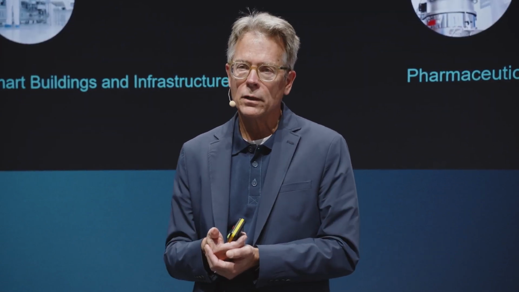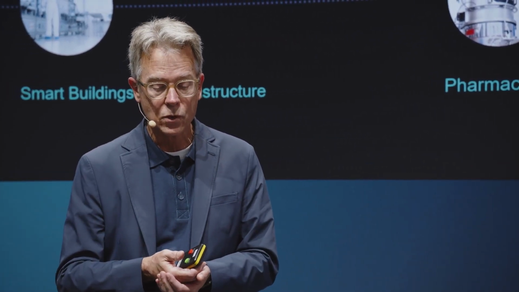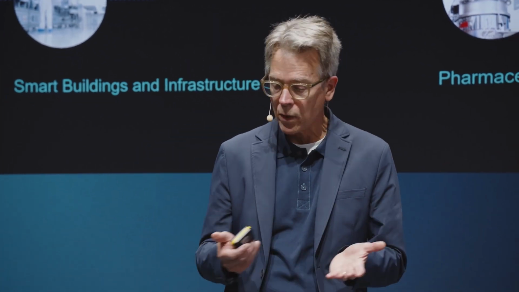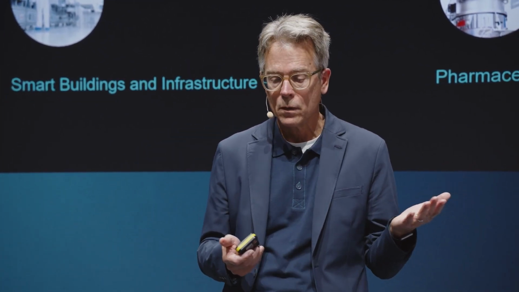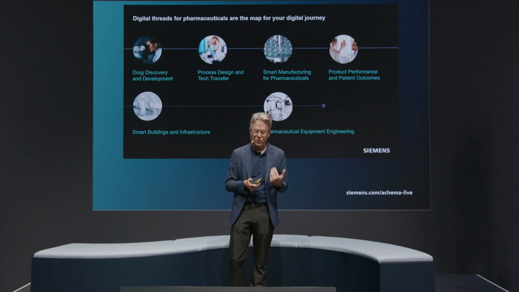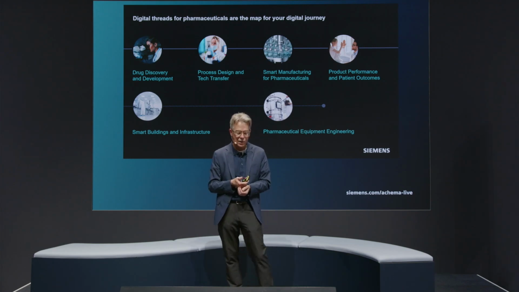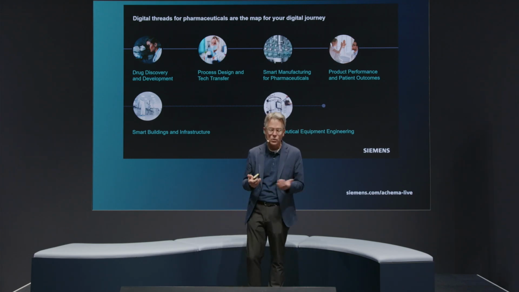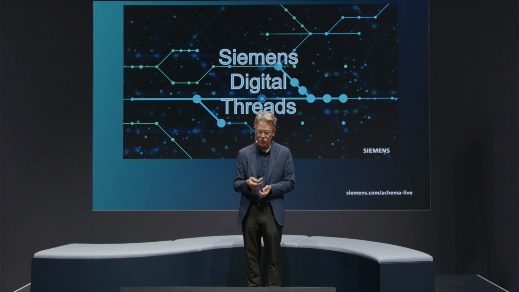So let's jump over and look at some examples of this that we've been working on in the pharmaceutical industry. There's a set of digital threads that we've architected called drug discovery and development, process design and tech transfer, smart manufacturing, product performance and patient outcomes, smart buildings and infrastructure, and pharmaceutical equipment engineering. All of these digital threads are the threads that we've developed for the pharmaceutical industry.